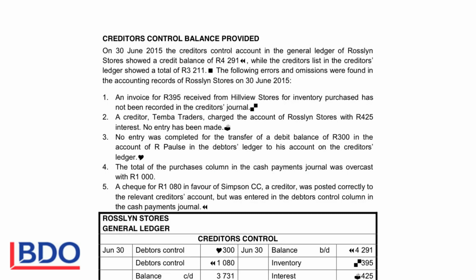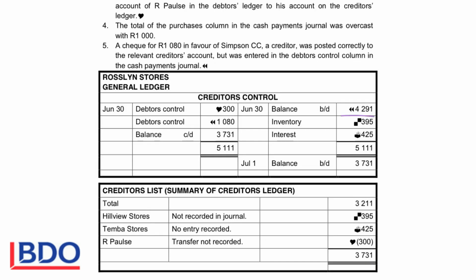We will do another account to reconcile the creditors control account with the creditors list. On 30 June, the creditors control had a balance of 4291. So the creditors control balance is 4291. The creditors list balance is 3211. And we will show that the total in the creditors list must be shown as 3211.